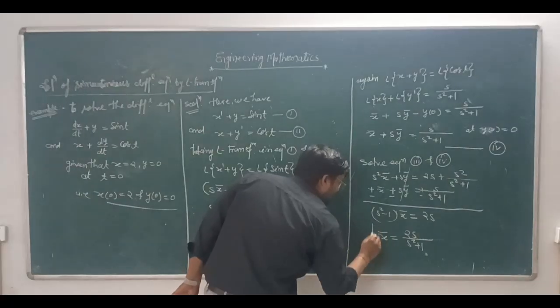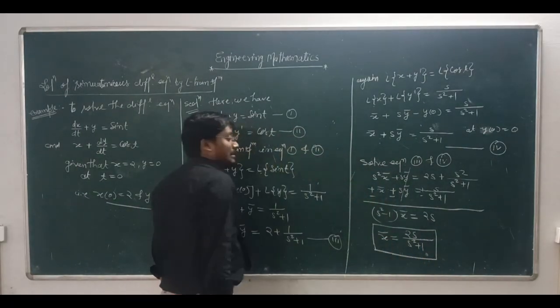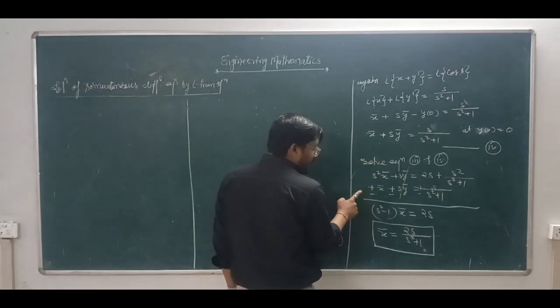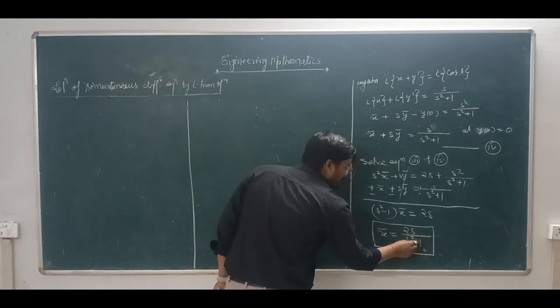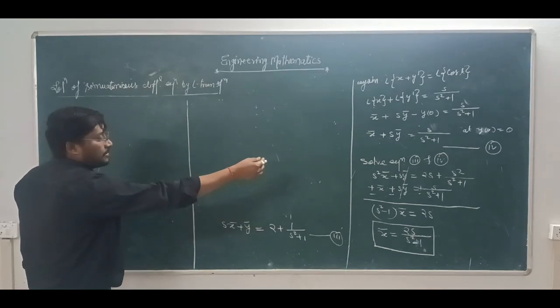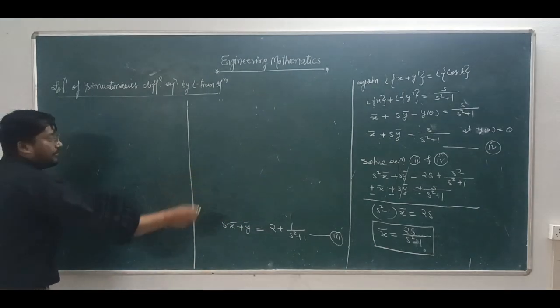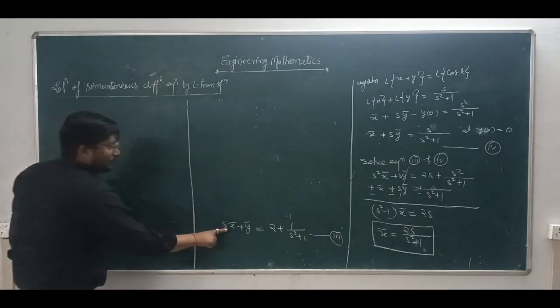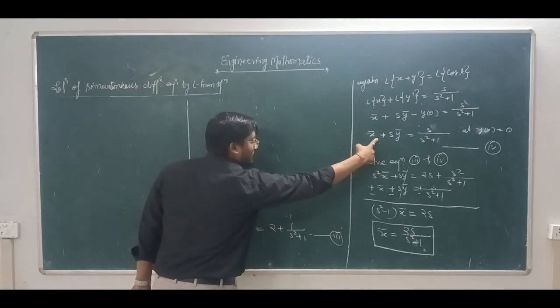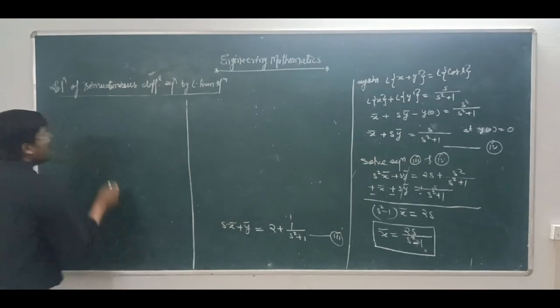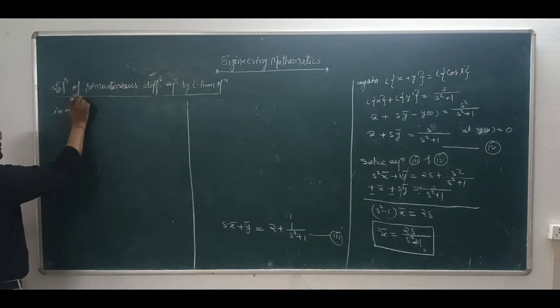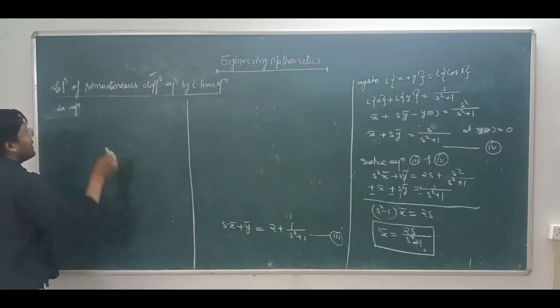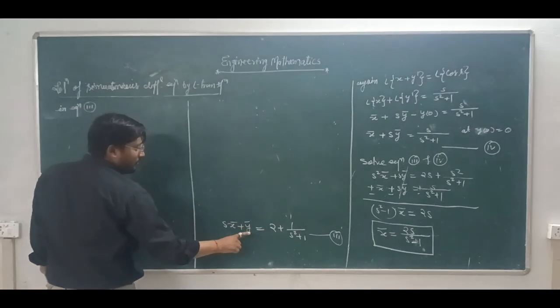Now again, find the value of y bar, the Laplace of y. Solve equations 3rd and 4th: multiply equation 3rd and cancel x, and find the value of y bar, Laplace of y, from equation 3rd.